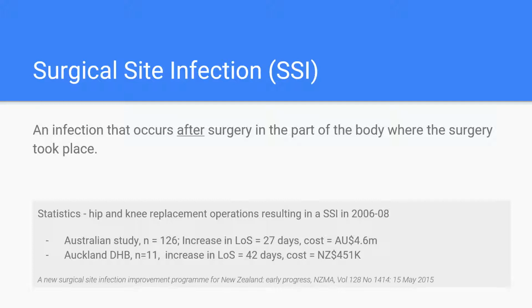To offer you some context, based on hip and knee replacement operations that resulted in SSI in 2006 to 2008, an Australian study showed an increase of 27 days in the length of stay at a cost of 4.6 million. This was across 126 operations. Auckland DHB in New Zealand, across 11 operations, showed a 42-day increase in length of stay at a cost of $451,000. This is based on the NZMA journal.